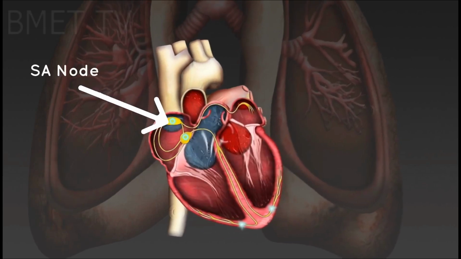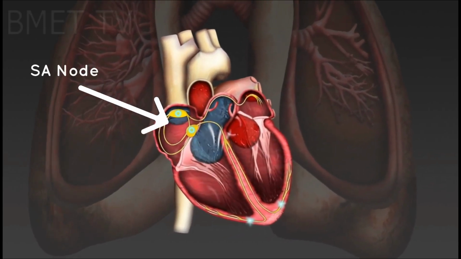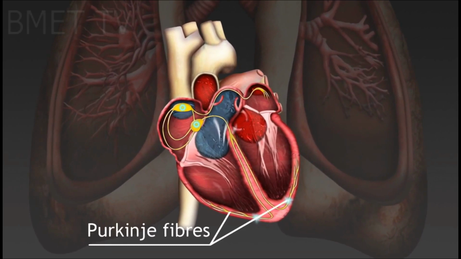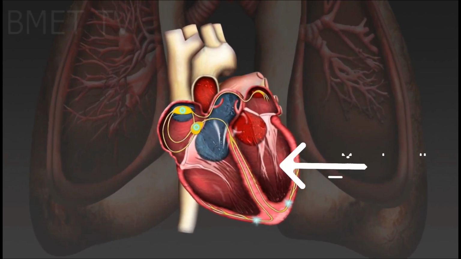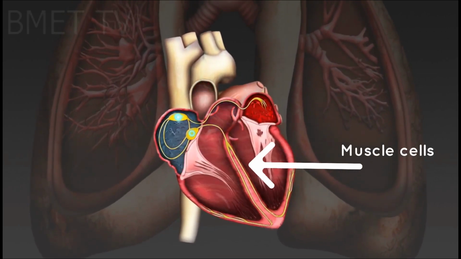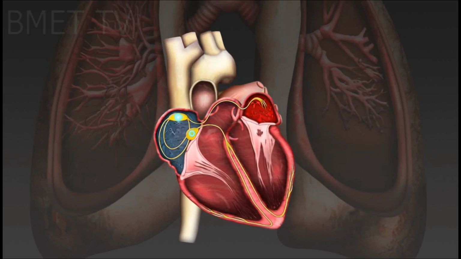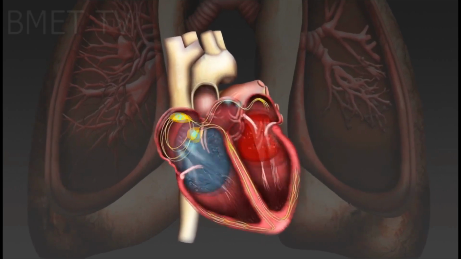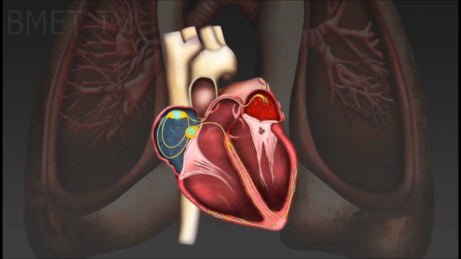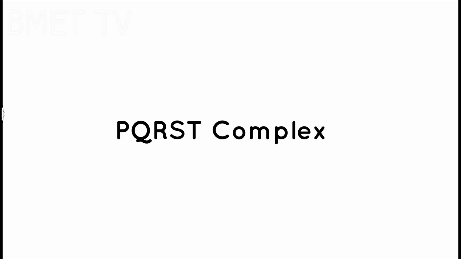SA node and atria. When the SA node sends an electrical impulse, it triggers the following process. The electrical signal travels from your SA node through muscle cells in your right and left atria. The signal triggers the muscle cells that make your atria contract. The atria contract, pumping blood into your left and right ventricles. Let's look into the PQRST complex.